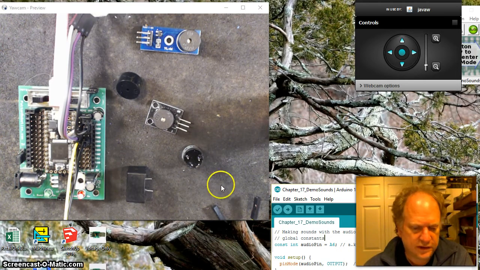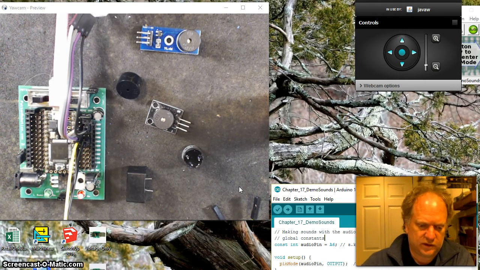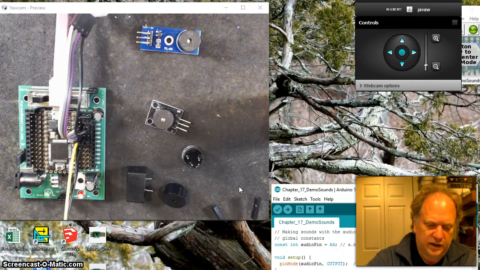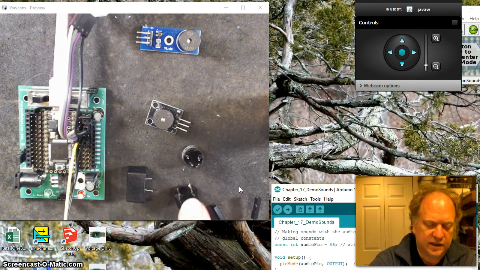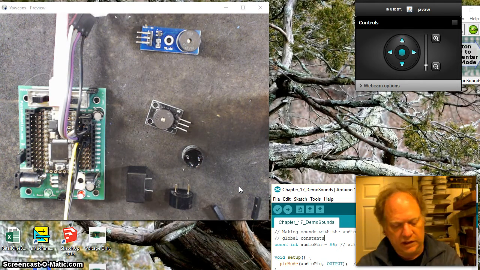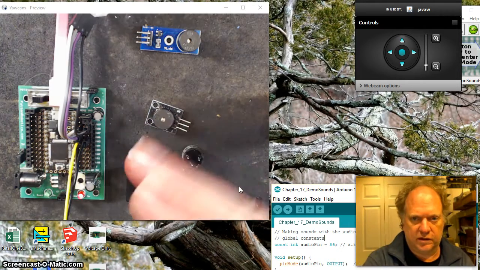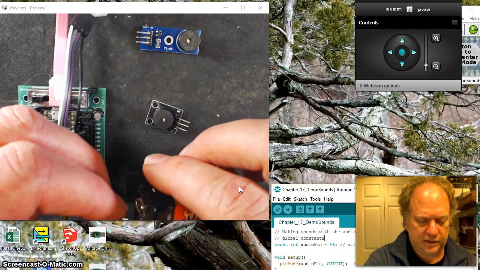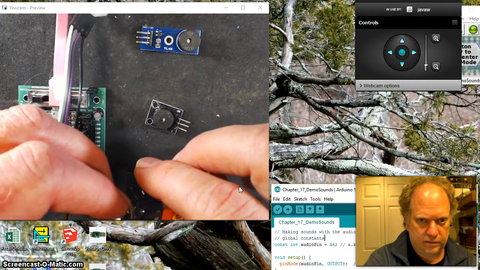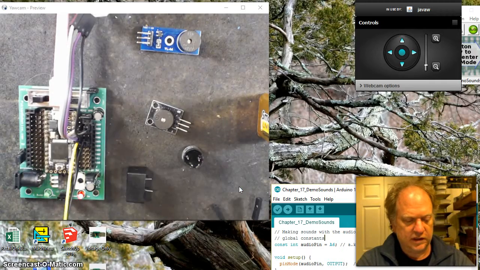Okay? And it is important to realize that even though these things look very, very similar, this guy, for example, is what's called an active transducer, active element. It has a driver in it, a little chip inside of it, that's going to vibrate the diaphragm or the disc back and forth. So if I do hook it up to power, it buzzes, okay, continuously.